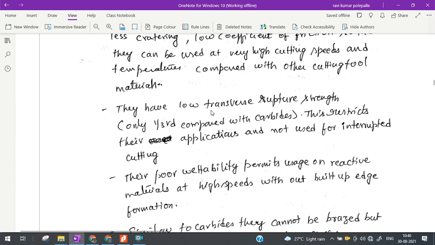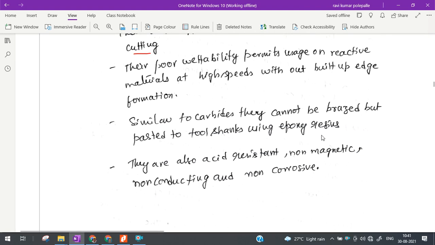The negative point of this type of tool material is they have low transverse rupture strength and therefore they are not used for interrupted cuttings. One very good point about these tool materials is that they have poor wettability. Therefore, they can be used even on reactive materials at high speeds, without any built-up edge formation.